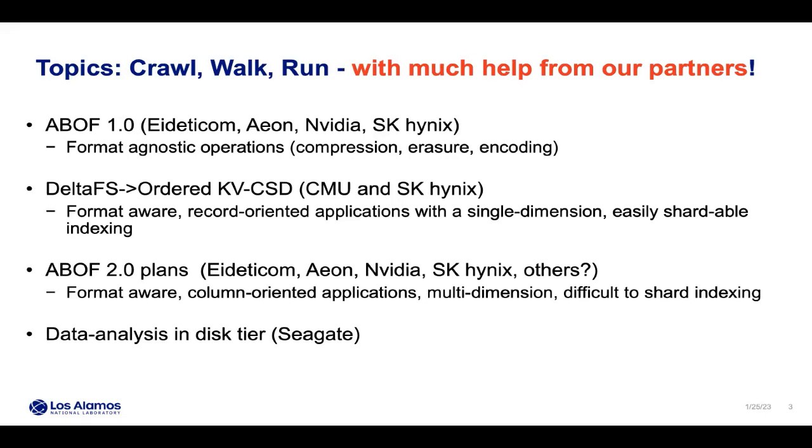And then I'll talk about what we're thinking about now, which is the most complex case, which is something that's format aware, but for column-oriented applications, which are very complex in how they lay out their data in memory, and thus how they lay it out in storage. And then how they'll query that data also becomes quite a bit more complex than the key value case. And then finally, we'll close with some work we've done in the campaign storage tier of if we wanted to do analytics in a disk-based platform, what are some of the gotchas that we want to explore in that space?